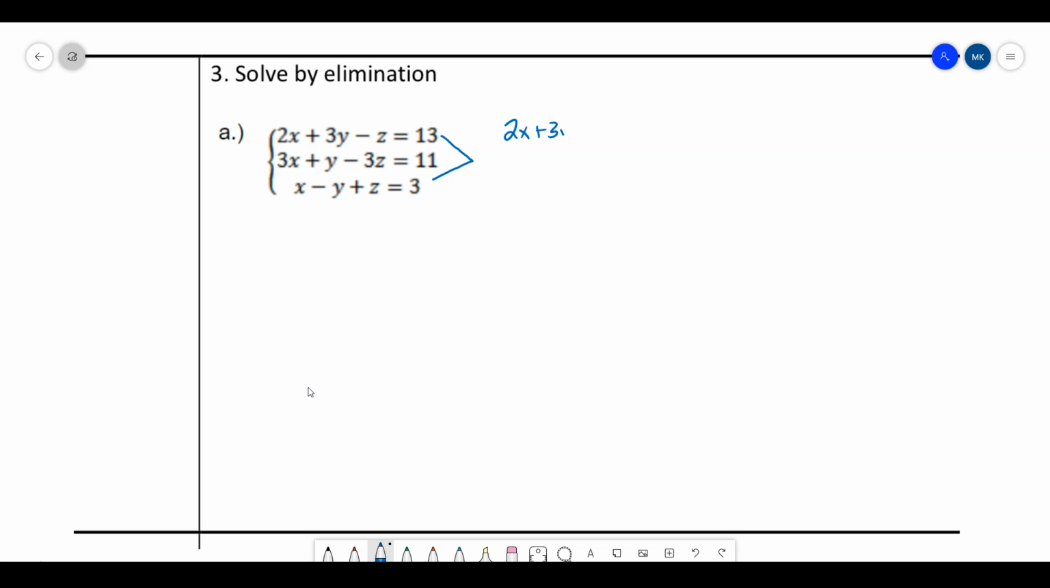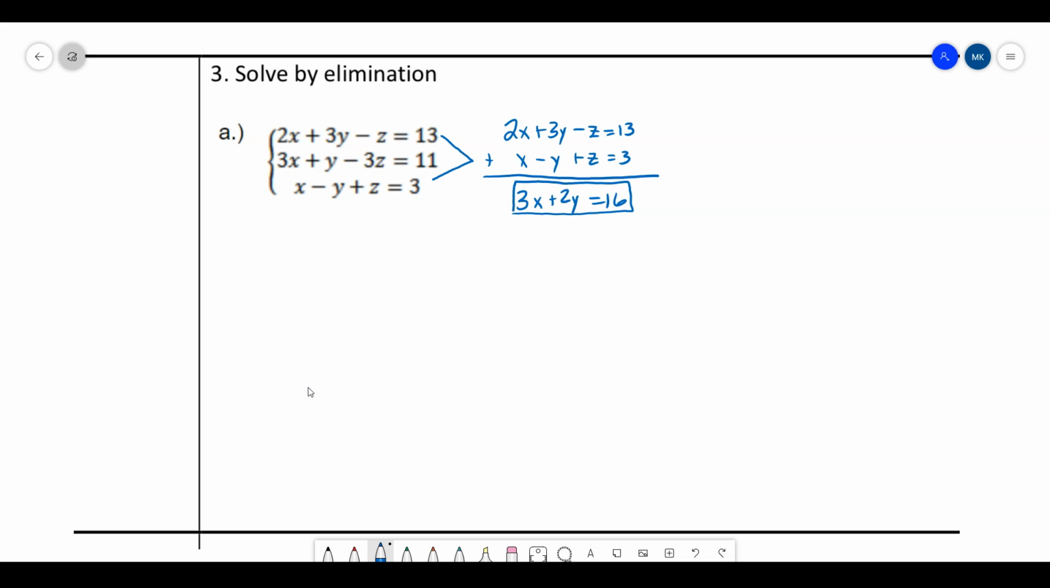2x plus 3y minus z equals 13. And then x minus y plus z equals 3. So if I add the first and third equation, I would get 3x plus 2y equals 16. So then I have this equation and I eliminated one variable.